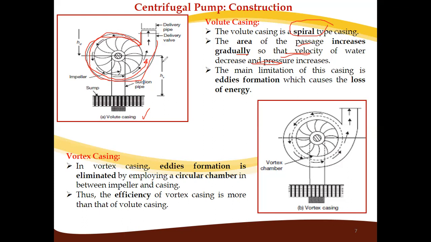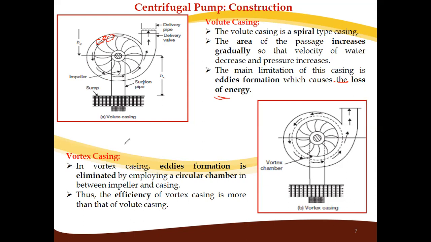The main limitation of this casing is that eddies formation will be there. Now, what is meant by eddies? Eddies form because of the rotation of the water. Some of the water again passes through the passage and forms eddies, which resist the flow of liquid from this direction. That eddies formation causes loss of energy. Because of the eddies formation, the volute casing is not generally used. So this is the first type of casing, the volute casing.